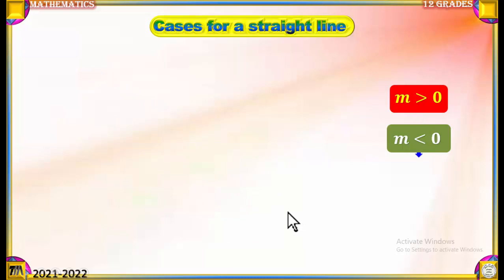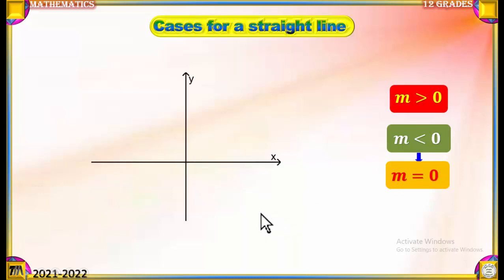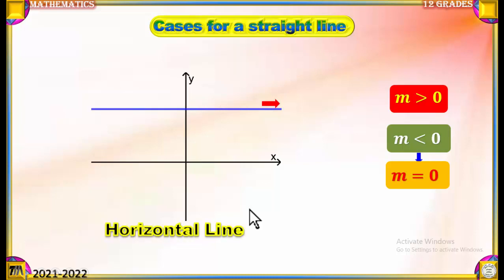The third case is when the slope is 0, m equals 0. This line will be parallel with the x-axis and it is called the horizontal line. It has only the vertical intercept and its equation is y equals k if the distance between the line and the x-axis is k.